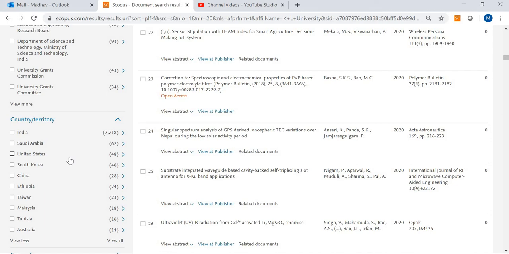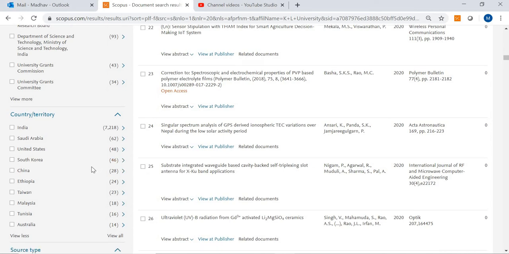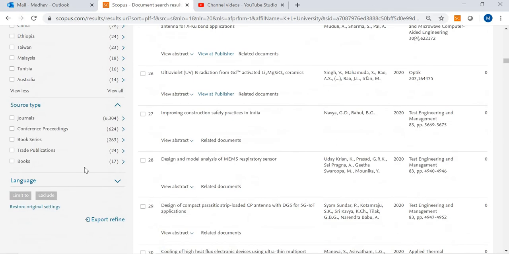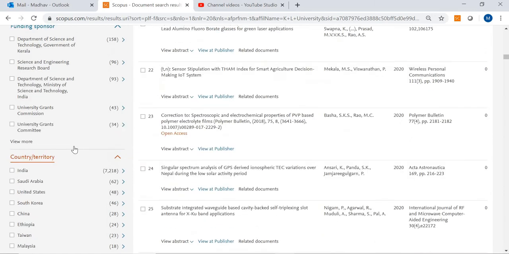Whatever papers are produced by KL University, of course all those papers are from India, and which country the other collaborators are from, that also you can see here. From Saudi Arabia 62 articles have affiliation, that means collaboration. From United States 48 articles, and South Korea. Whatever numbers I am showing, these have collaboration with KL University. And source type, how many journals, how many conference proceedings, all this information you can see here.